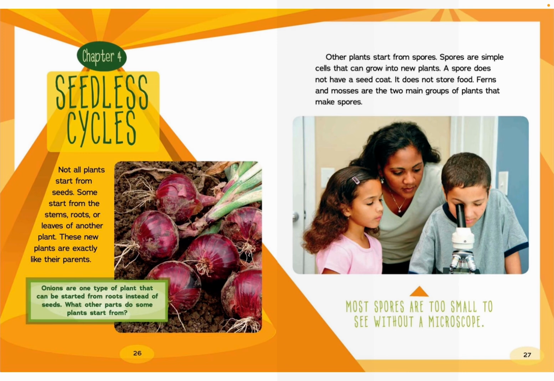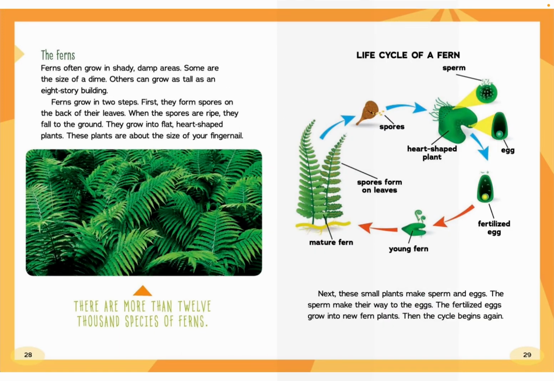Ferns and mosses are the two main groups of plants that make spores. Ferns often grow in shady, damp areas. Some are the size of a daisy. Others can grow as tall as an 8-story building.